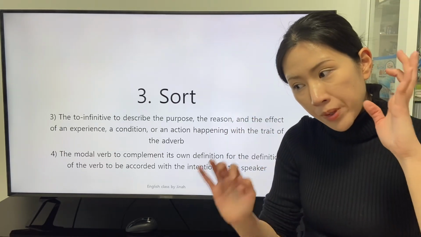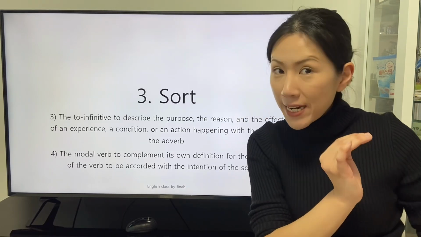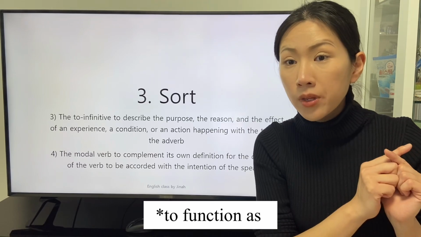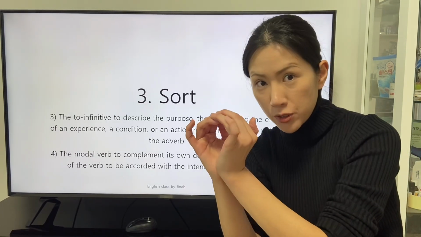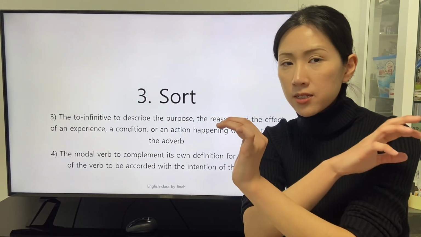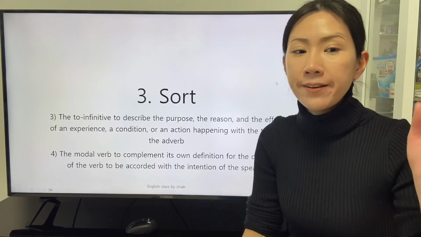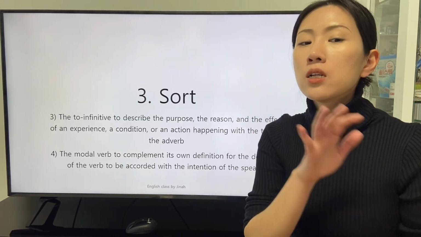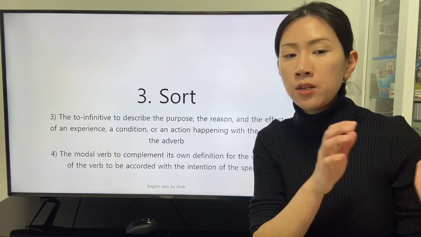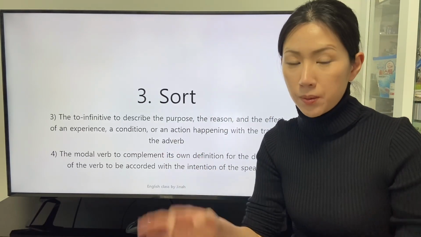The preposition to and the root infinitive are a pair. The preposition to and the object of the subject mediated by the preposition to. The to-infinitive describes the purpose, the reason, and the effect of an experience, a condition, or an action happening with the trait of the adverb.